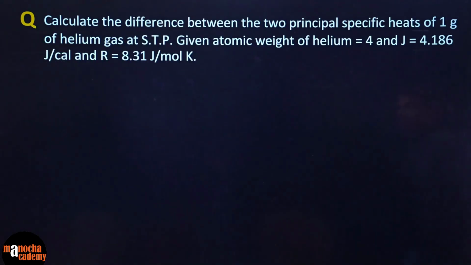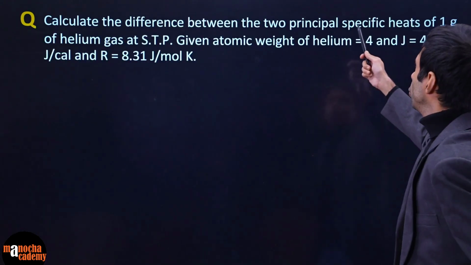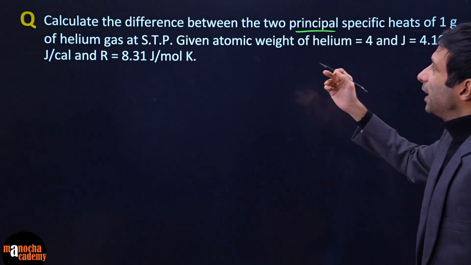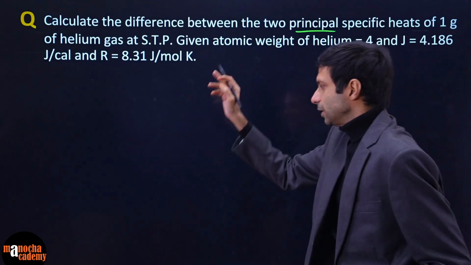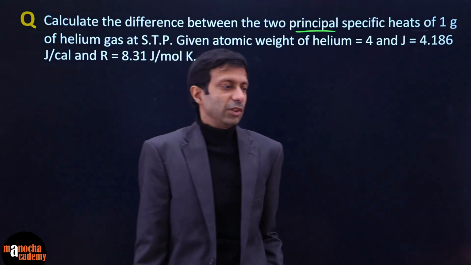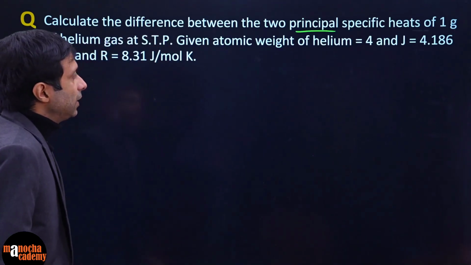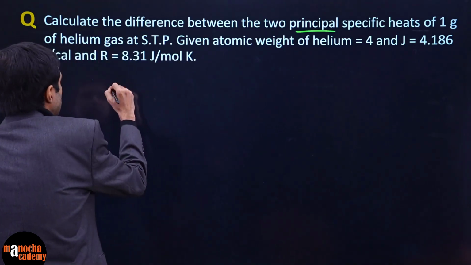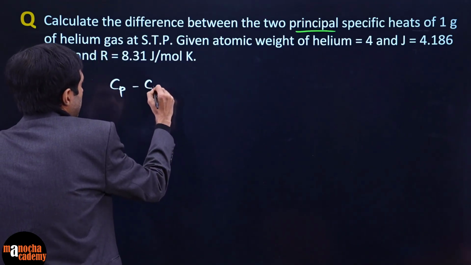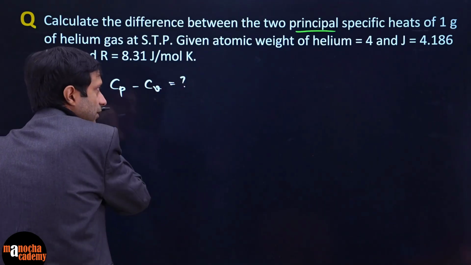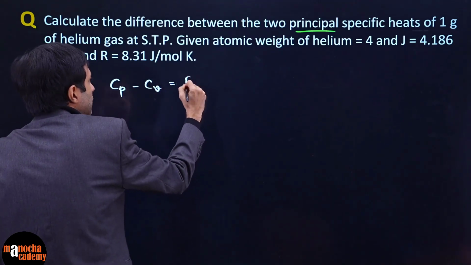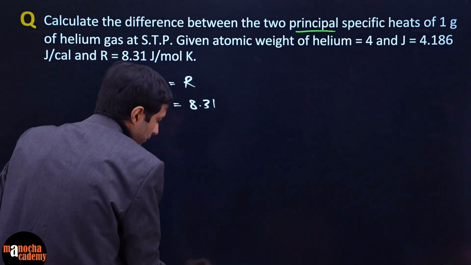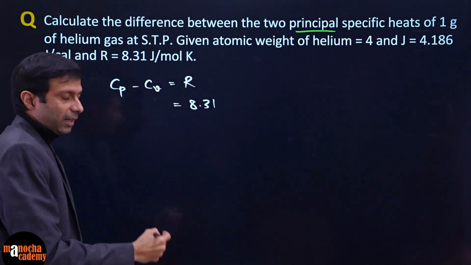That's it. Next question: calculate the difference between the two principal specific heats, Cp and Cv, of 1 gram of helium gas at STP, given the atomic weight. So another interesting question. Come on, guys, try it out. Can we simply do this? Look at this question. They're asking us for the difference in Cp and Cv, right? So can I simply say, hey, I know from Mayer's relation Cp minus Cv is R, the value is 8.31, that's the answer? Is that the correct answer?